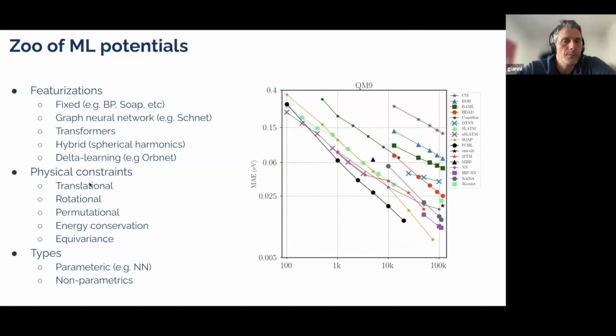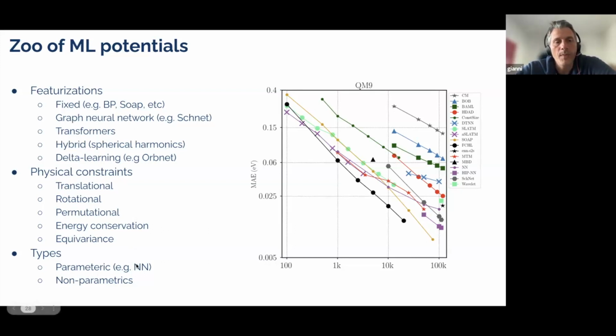And there are certain physical constraints that you want to have in this model. So you want translational, rotational, and permutational invariance. You want energy conservation. You want equivariance. If you rotate your molecule, the forces should rotate in the same way. So that should be exact.